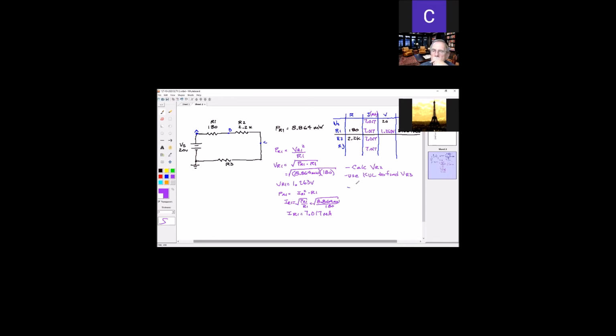So use Ohm's law to find the resistance R3.